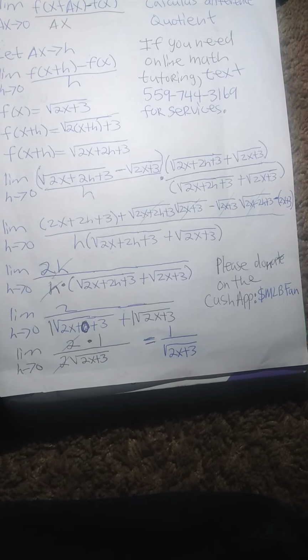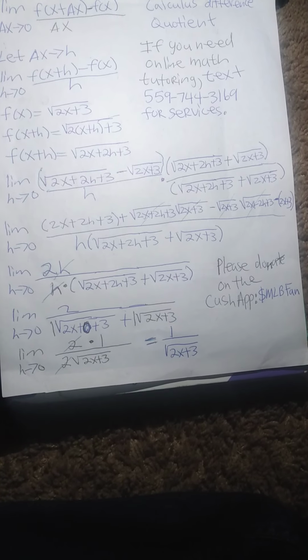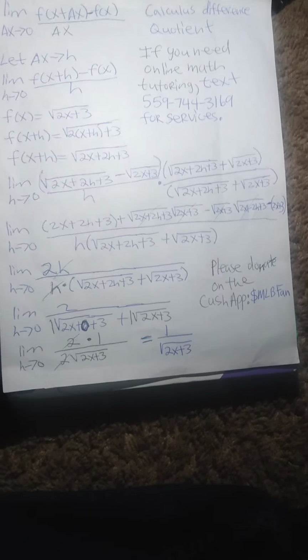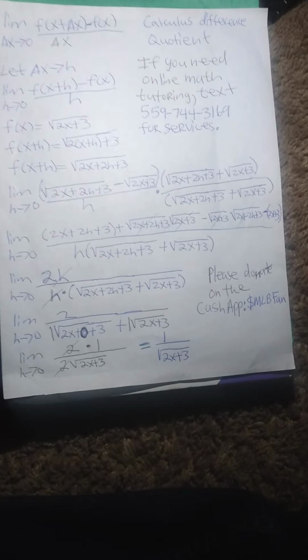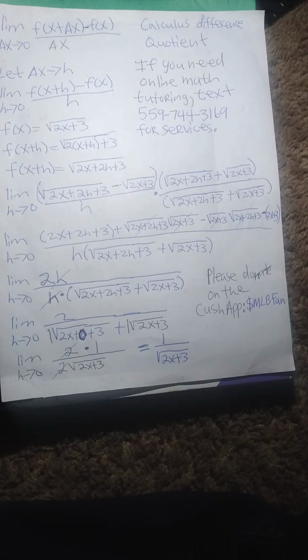And so in the numerator, you want to factor 2 and state 2 times 1 is equivalent to 2. And then we can cancel out the 2's. And now we have our solution of 1 divided by the square root of 2x plus 3.